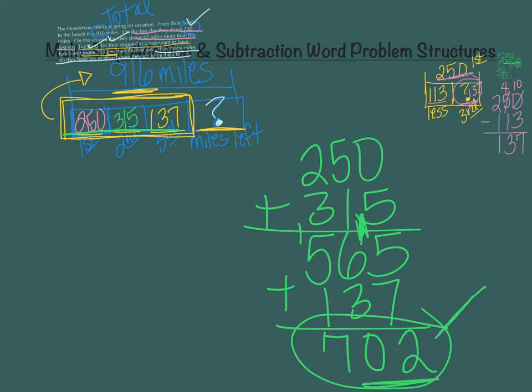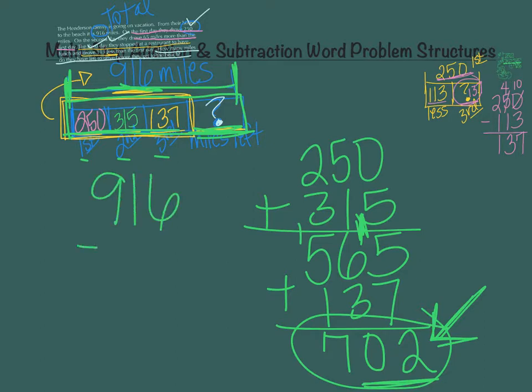Now, what do I do with 702 and this total to find how many miles I have left? Excellent. I'm going to subtract because I know that 916 is the total miles I found first day, second day, third day, and I added miles left in my box. So all 4 of these equal 916. So in order for me to find this missing part, I'm going to take 916 and subtract 702, which is the first, second, and third day that I found.